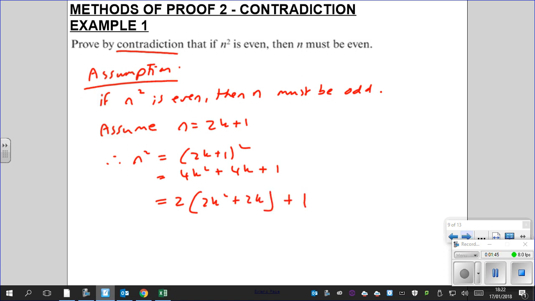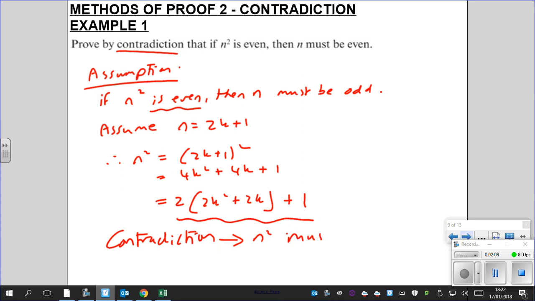Right? Because remember what we're trying to say. We're saying if n squared is even, we should end up with a number which is a multiple of 2. But we don't. We end up with a number multiple of 2, add 1. So this is a contradiction. N squared must be even. That's what it said at the top. So therefore, n cannot be odd. You see? N must be even.